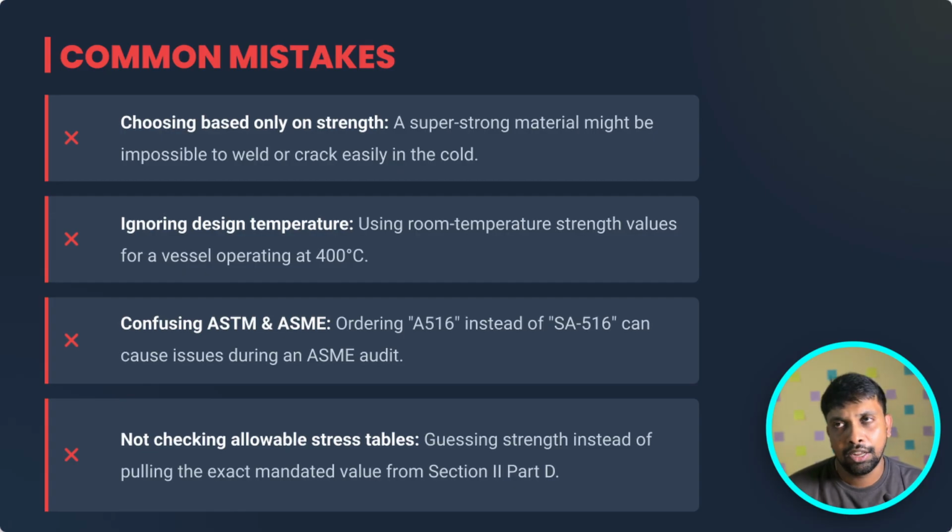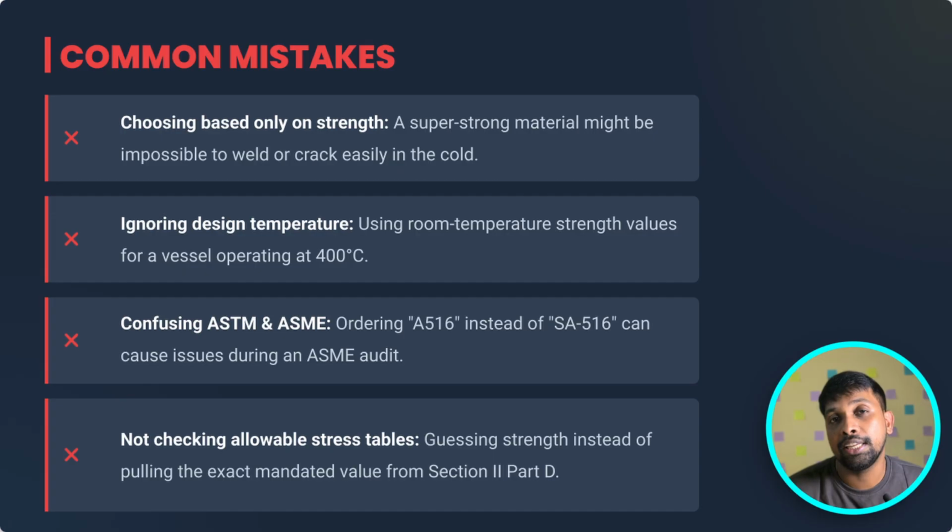Ignoring design temperatures. Normally in the initial stages what we do is we take a material and we know the allowable stress of the particular material at room temperature. If it is SA516 grade 70, the allowable stress will be 138 MPa. So we directly take the 138 MPa, we calculate, and we provide the output to the manufacturer. But that is wrong. We have to consider the design temperature of the particular material and we have to pick the allowable stress for that temperature according to ASME Section II Part D.